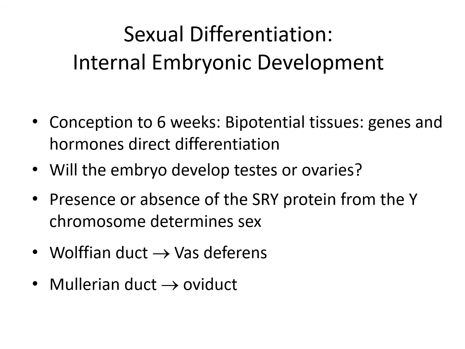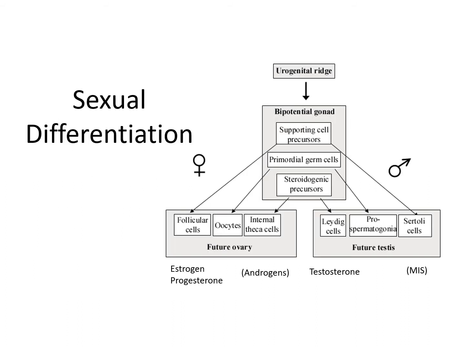We also have Mullerian ducts, and they develop into the female-specific parts of the reproductive plumbing. Within the early embryo, we have a structure known as the urogenital ridge. At the 6-week stage, this urogenital ridge contains a bipotential gonad. So the gonad at this stage has the potential to become an ovary or a testes.